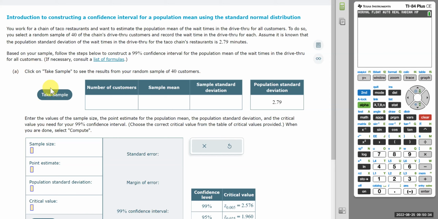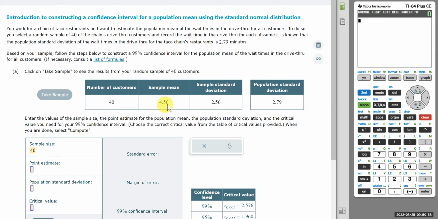So we'll take a sample and see what happens. So the computer is randomly going to pick 40 customers. So this is our n, lowercase n would be our sample size. So we're going to be entering some information here for this sample that we took. So our sample size is 40. So I'm going to go ahead and put the 40 there.